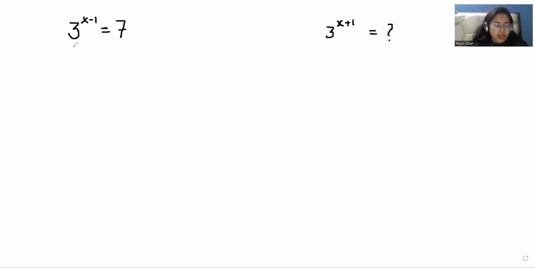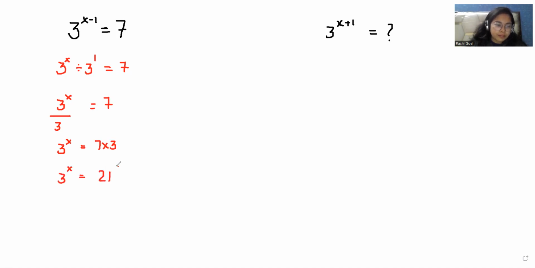So 3^(x - 1), I can write it as 3^x divided by 3^1 is equal to 7, or I can say that 3^x by 3 is equal to 7. So 3^x is equal to 7 times 3, that is, 3^x is equal to 21. The value of 3^x is 21.